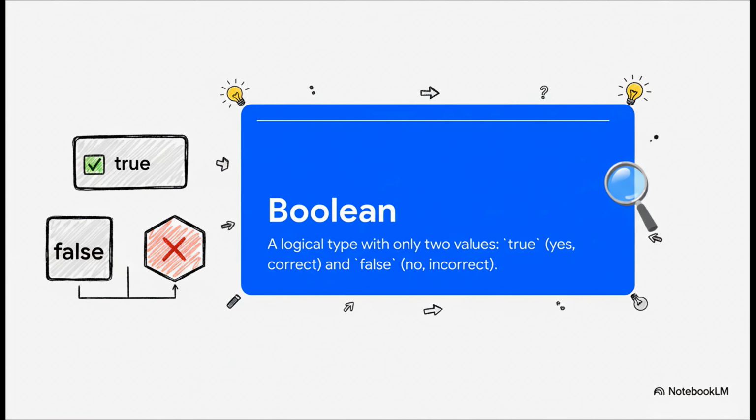The last of our everyday containers is the Boolean. It's the simplest one of all. Think of it like a light switch. It's either on or it's off. It can only hold two possible values, true or false. This is the bedrock of all decision making in your code. It's the yes or no that tells your program what to do next.